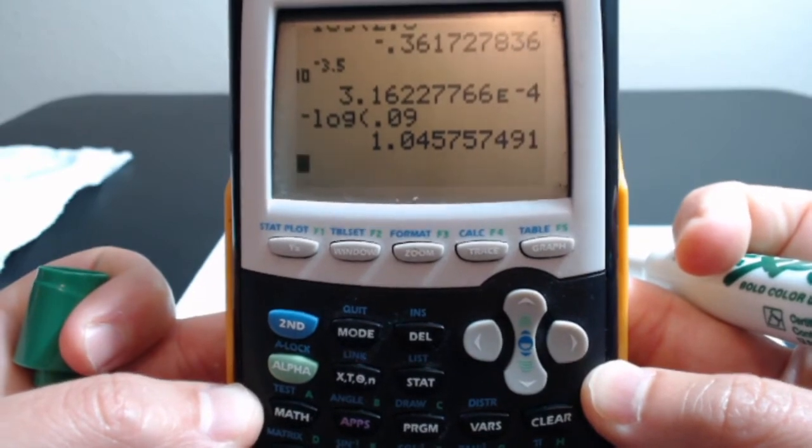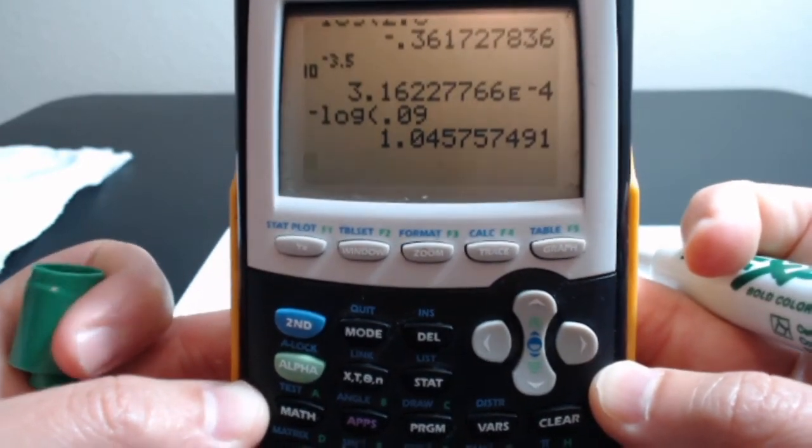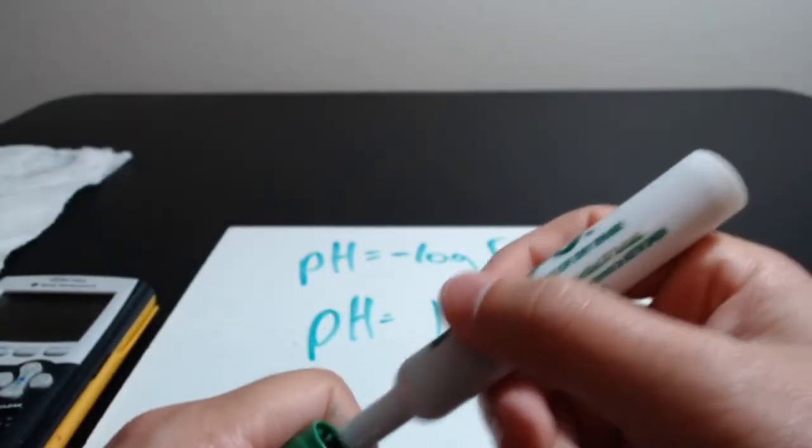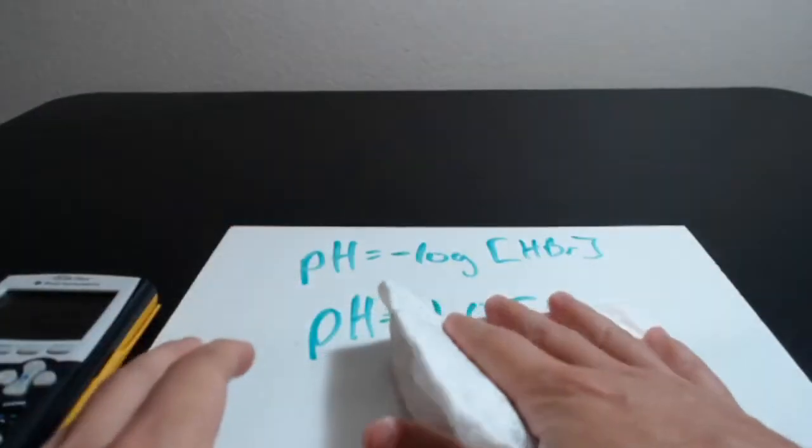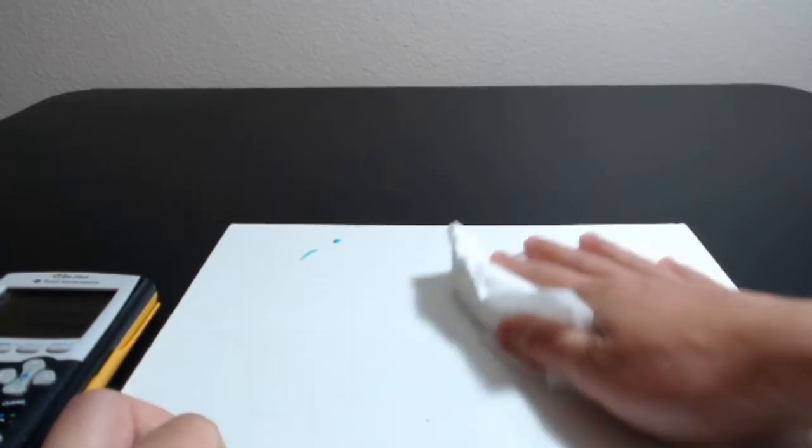Real easy. As long as you know the equation you're using and the right buttons to press, these are really simple because the calculator is doing a lot of the work. Alright, let's look at problem number 2. It says, what is the pH of a 2.3 liter solution containing 4.5 grams of nitric acid? Whoa, this seems a little complicated. And it is slightly complicated, but it's just asking you to do something you already know how to do.